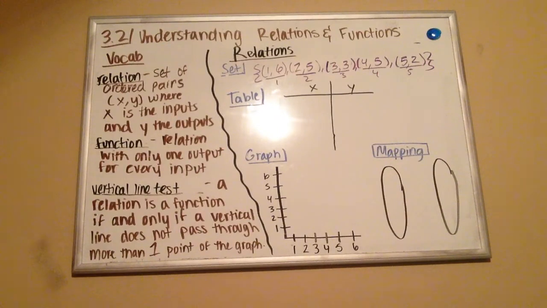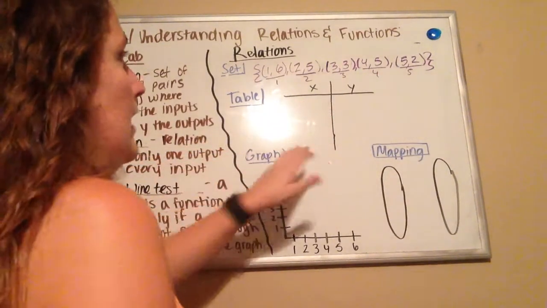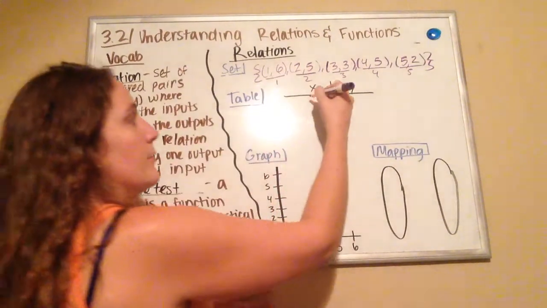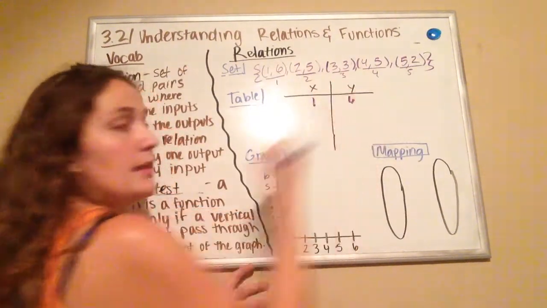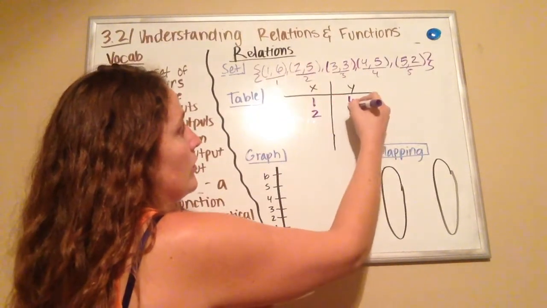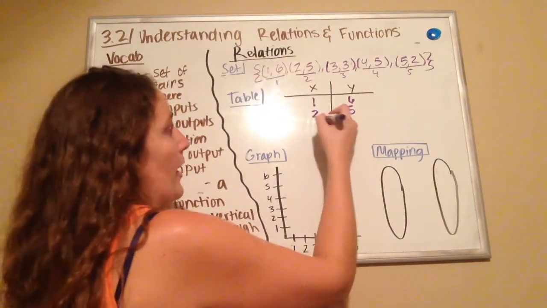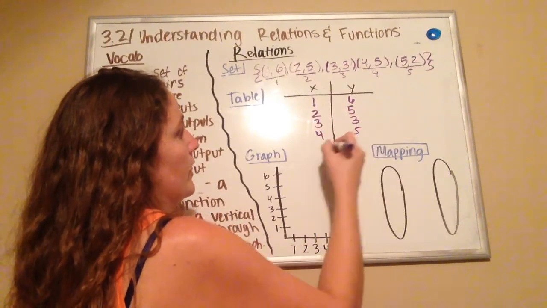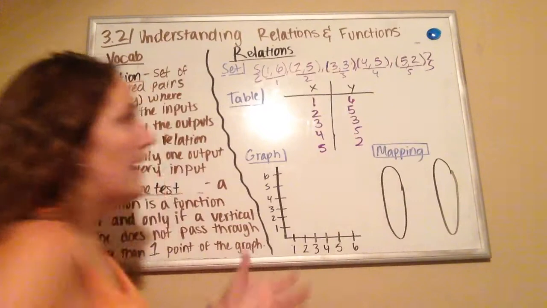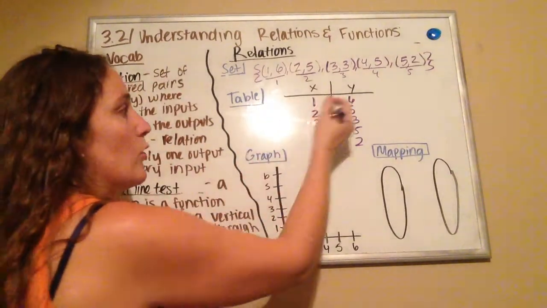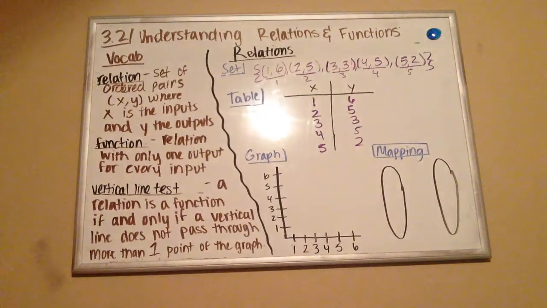So for our table diagram, we're going to list all of our x's out and all of our y's out. So for the first ordered pair 1, 6, we're going to list it as 1, 6. For the next ordered pair 2, 5, we're going to list it as 2, 5, and so on. 3, 3, 4, 5, and 5, 2. And that's all we do to represent it in a table. All of our x's are listed on one side and their corresponding y's on the other.